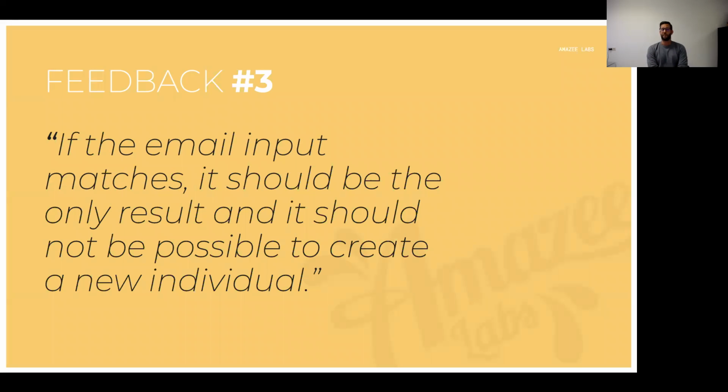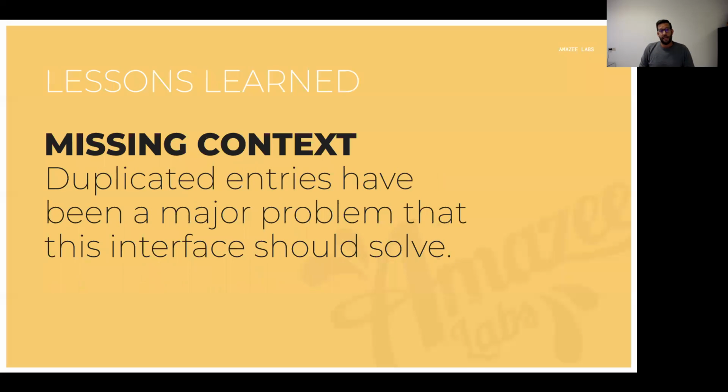And then feedback number 3 came in, which was if the email input matches, it should be the only result, and it should not be possible to create a new individual. And that's where it dawned on us that we were misunderstanding something completely. Because this kind of splits the search process into 2, because we first have to check if we have somebody that matches that email, and then we would just search for the name. And the lesson we learned is that we were missing crucial context here before we started to implement.